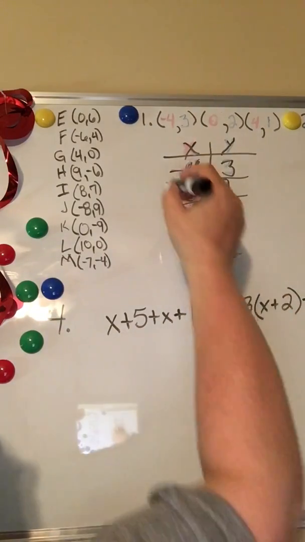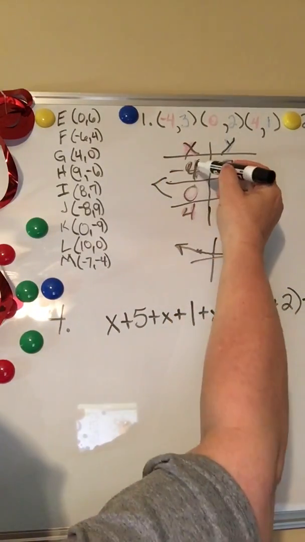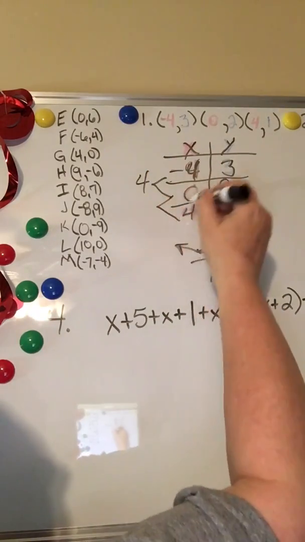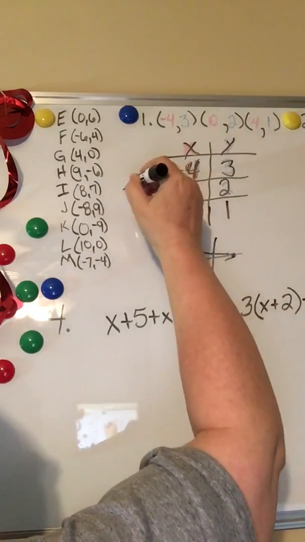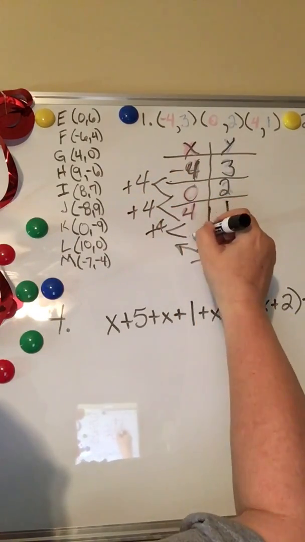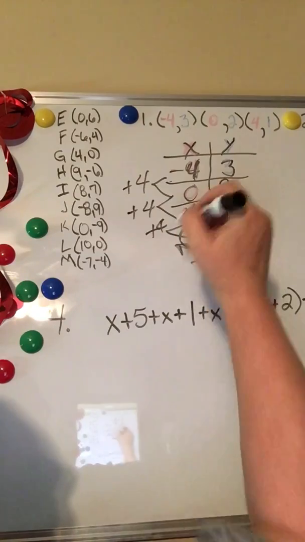Look for the pattern. If you look right here, what are the X's doing? It went from negative 4 to 0. Well, it went up 4. And then it went from 0 to 4. Well, it went up another 4. So if we would go up another 4, 4 plus 4 is 8, okay?